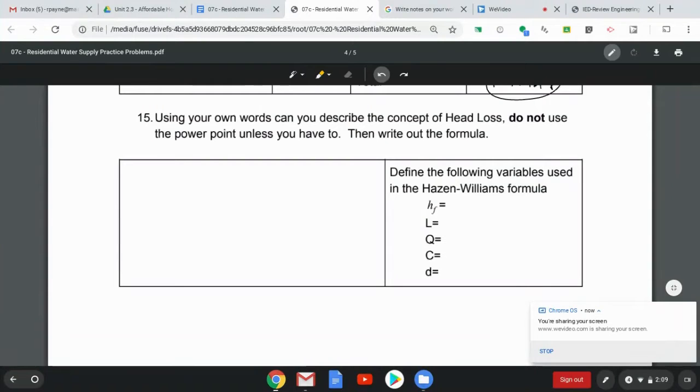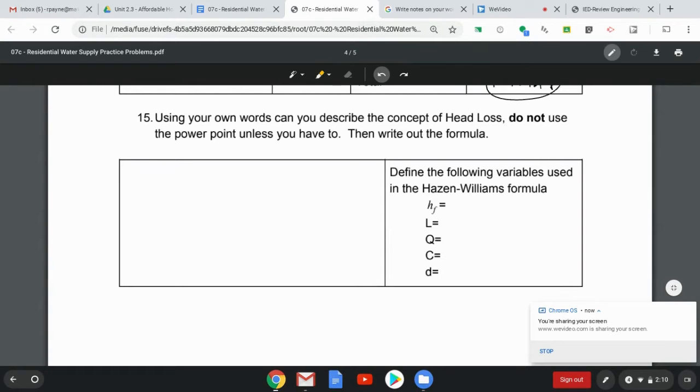So moving on with problem 15. Using your own words, can you describe the concept of head loss? So, define. I'm going to work on the right-hand side here, define each of these terms, and then I'm going to describe it and use the formula.